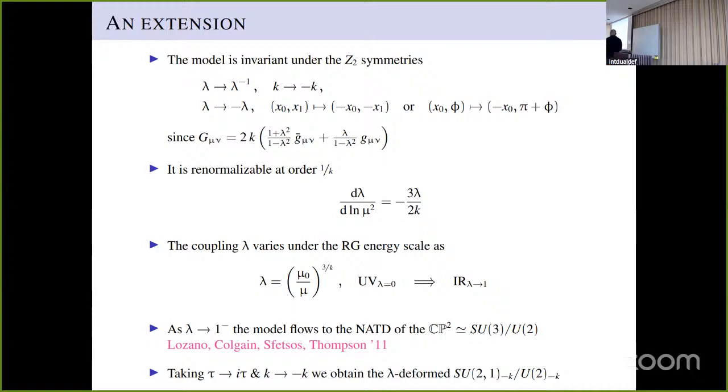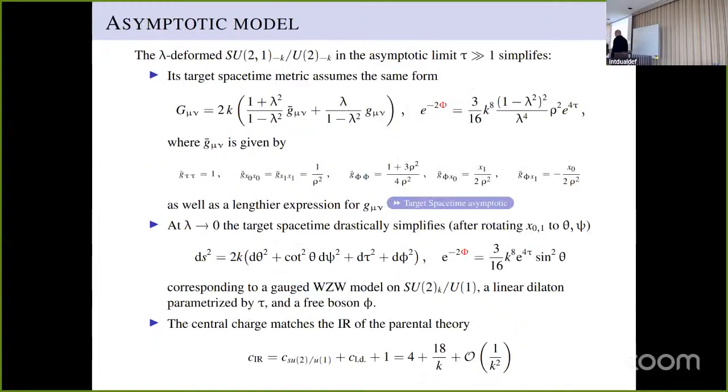So if we take tau goes to i tau, we take this analytic continuation, we get this model. We are getting this model because we would like to have a non-compact target spacetime. So still, if we take this model and we take the limit, on top of that, tau goes to much larger than 1, the metric still takes this form. This is the corresponding scalar. G hat is given, you can see it's much simpler with respect to the expression that I showed you previously. There is a much lengthier expression for the G and U, given in an appendix.